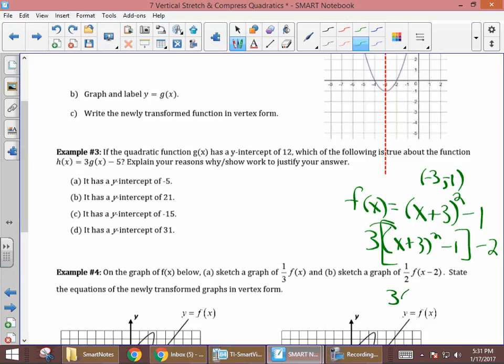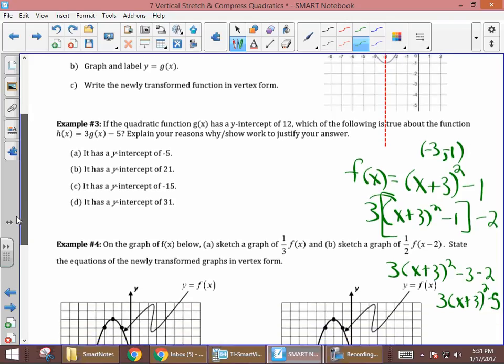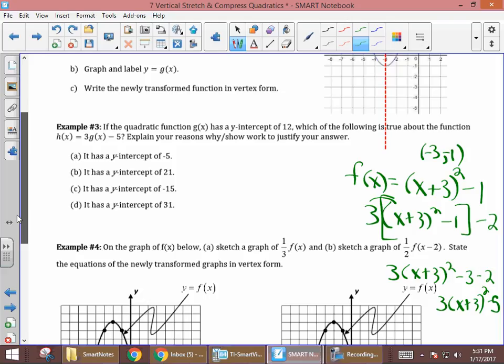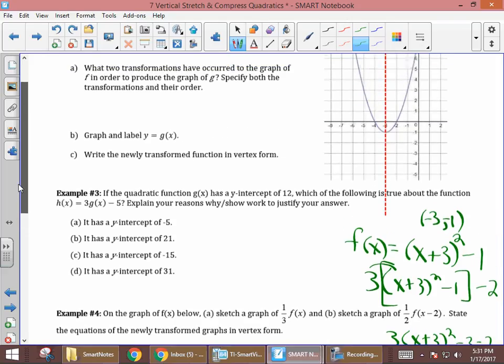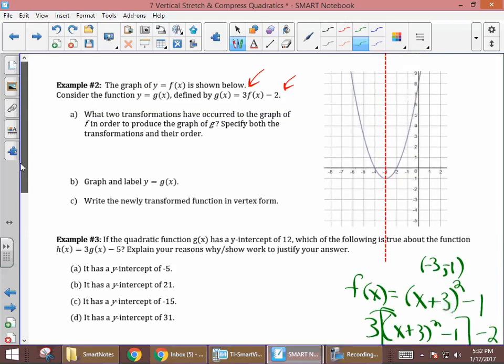This is 3 times x plus 3 squared minus 3 minus 2, which is 3 times x plus 3 squared minus 5. So you can see that the new point will be at -3, -5. The new vertex at -3, -5. All of that is not necessary, though. I'll show you what we can do. Part A says, what 2 transformations have occurred to the graph of f in order to produce the new graph?